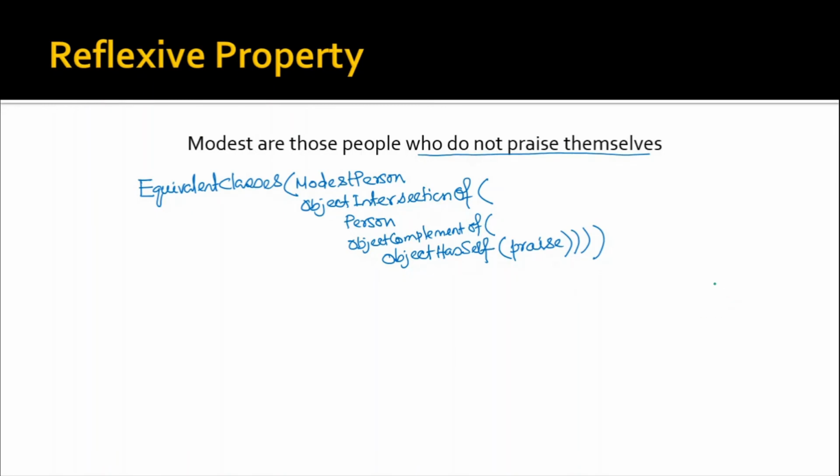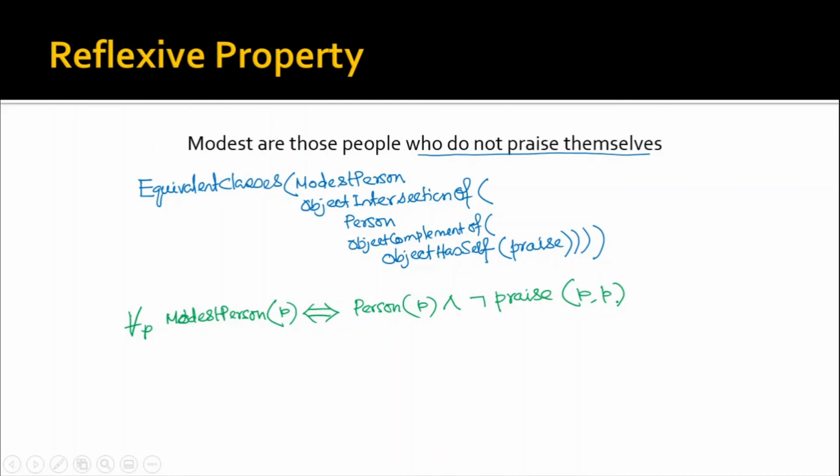So we are defining the modest person, right? So for all p, modest person p implies that p is a person and p does not praise himself, or herself. So how do we do that? Praise p, right?